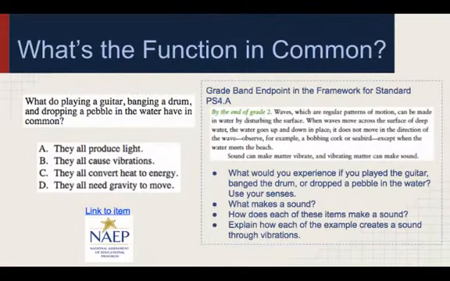What do playing a guitar, banging a drum, and dropping a pebble in the water have in common? A. They all produce light. B. They all cause vibrations. C. They all convert heat to energy. Or D. They all need gravity to move. The common function is vibrations, which in turn create a sound or are visible in water.